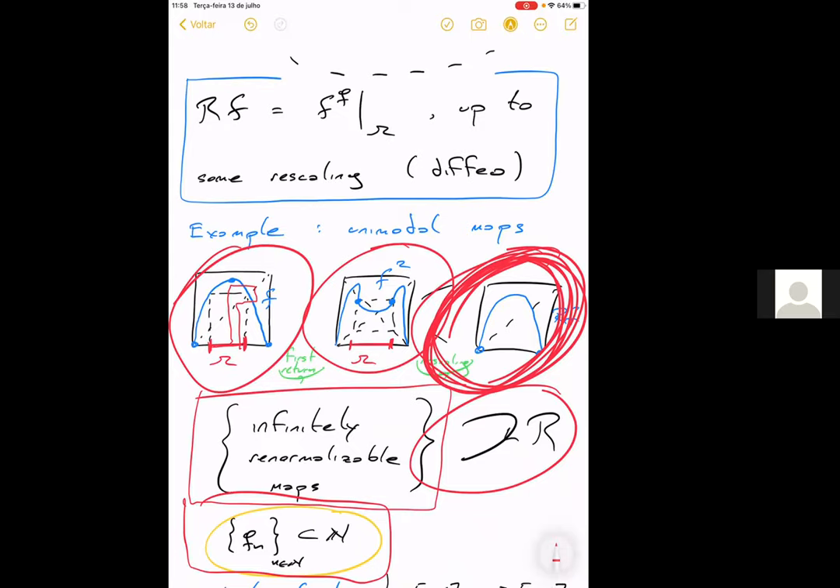And in fact, I was saying that this is a huge space. So for instance, you can prove that given any sequence Qn, any sequence of periods, you always have a huge space of maps which are infinitely renormalizable with this prescribed data. At least right now I'm not saying why, I will try to give some motivation for studying this, but at least it makes sense to consider this space and this operator.